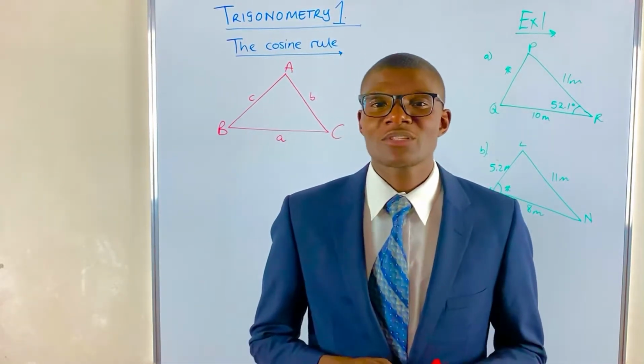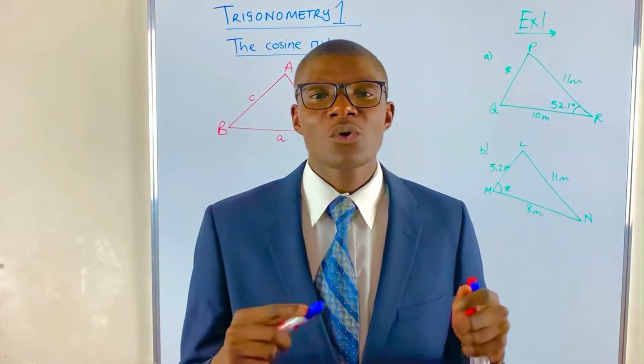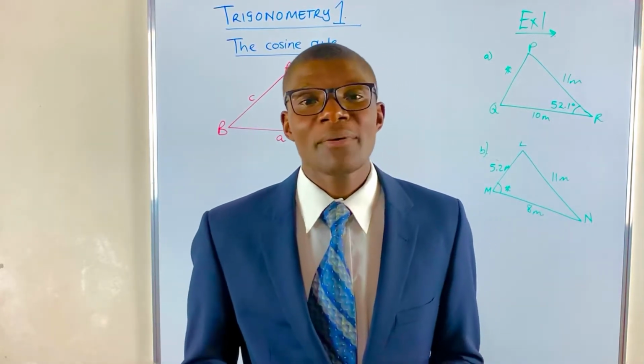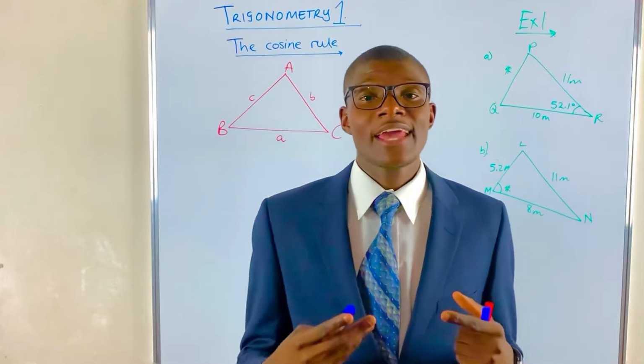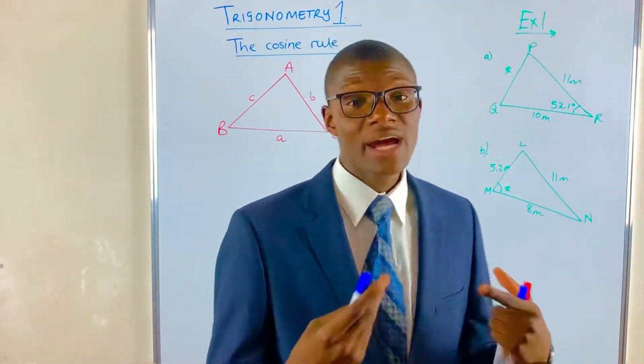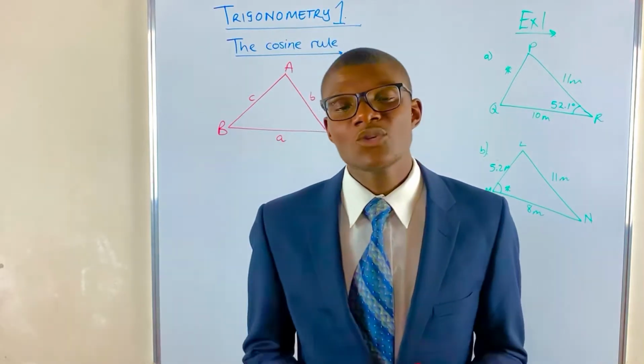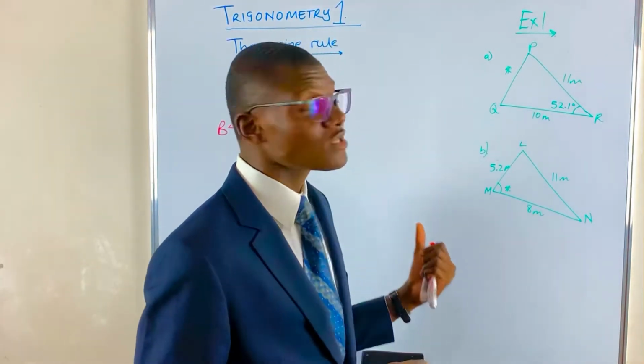Today we're going to talk about the cosine rule. There are situations whereby you'll be asked to calculate a length or an angle from a triangle that is not a right-angled triangle. In such situations, you can apply the cosine rule.